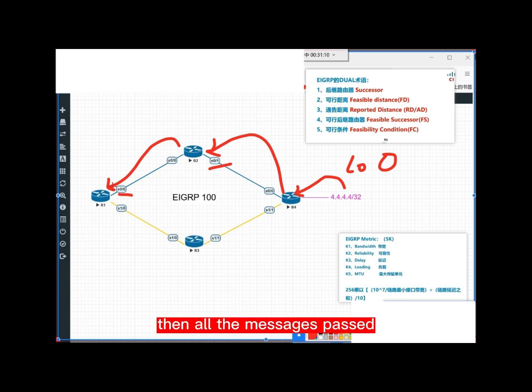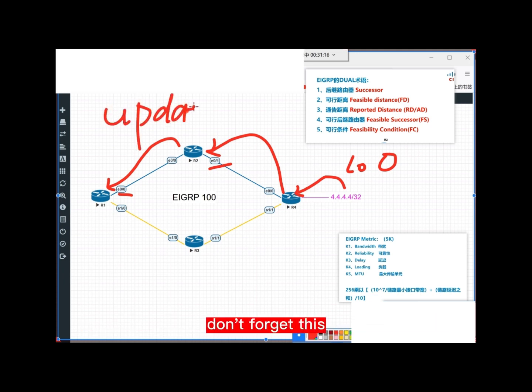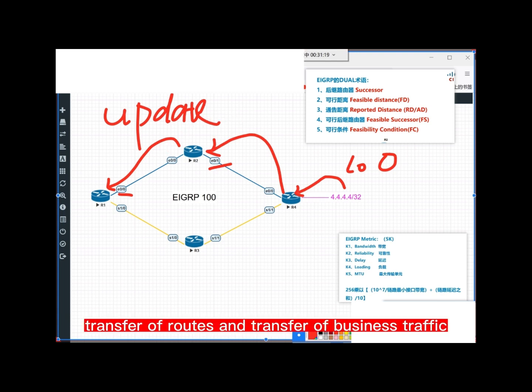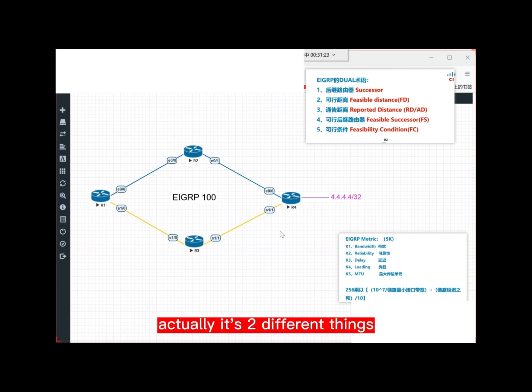Then all the messages passed are transmitted through the update message we mentioned earlier. Don't forget this. And I told you before, transfer of routes and transfer of business traffic are actually 2 different things. For example, if I ping 4.4.4.4 from R1, this is business traffic. But what we're talking about today is the delivery of the route.